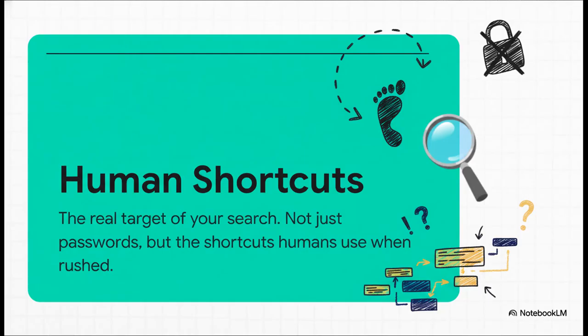Okay, here's where we need to shift our thinking a little bit. We're not just searching for the word password. Honestly, that's a rookie mistake. What we're really hunting for are human shortcuts. You know, those little tricks and copy-paste people use when they're in a hurry, a build is failing and they just need to get it working. That's where the secrets hide.